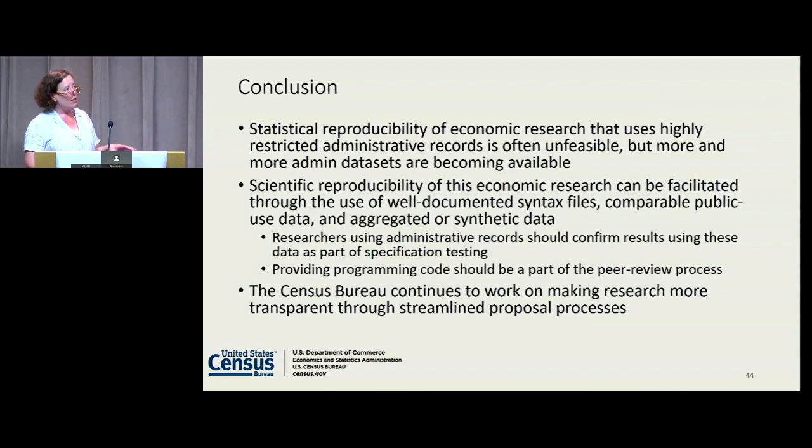And I think researchers using administrative records should make it a practice to confirm their results, just as part of the scientific process, using these more public data sources. And then providing programming code should be part of the peer review process. Finally, the Census Bureau is continuing to work on making research more transparent through streamlined proposal processes. We're a lot faster than we used to be for proposals. And I think the RDCs are continuing to work on making the proposal process smoother and trying to make access more open. Okay, thank you.